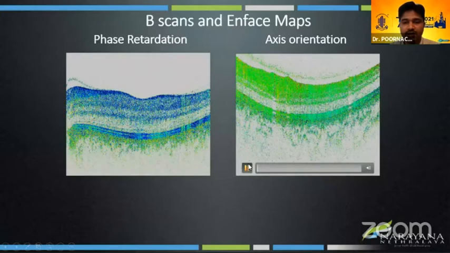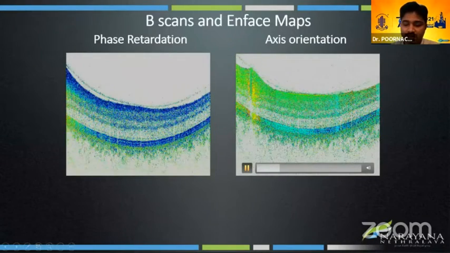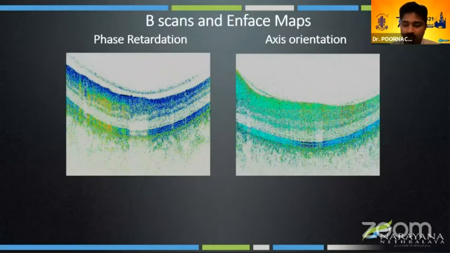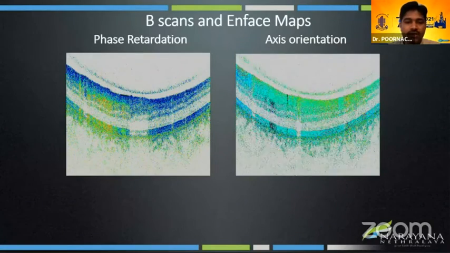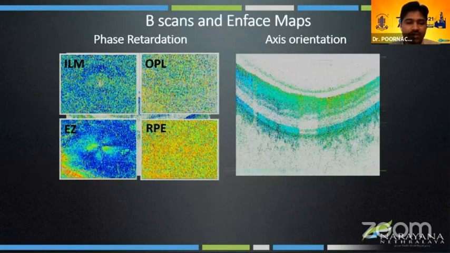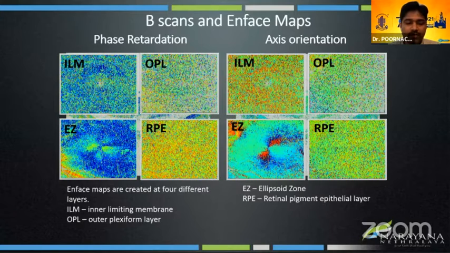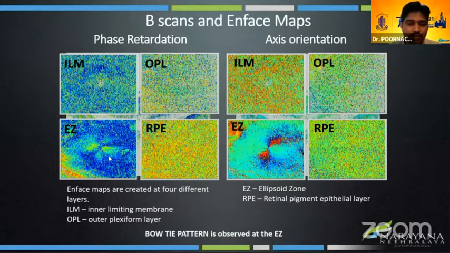They are color coded. There will be change in color if there are any functional or structural changes, and both these complement each other. As I told, it can also generate en-face images corresponding to the internal limiting membrane, outer plexiform layer, ellipsoid zone, and RPE layer. Interestingly, we observed a bow tie pattern corresponding to the ellipsoid zone. I'll come to this later.